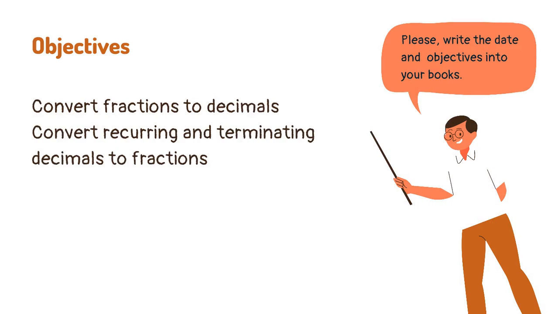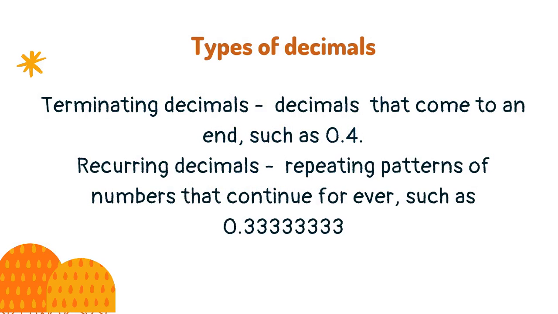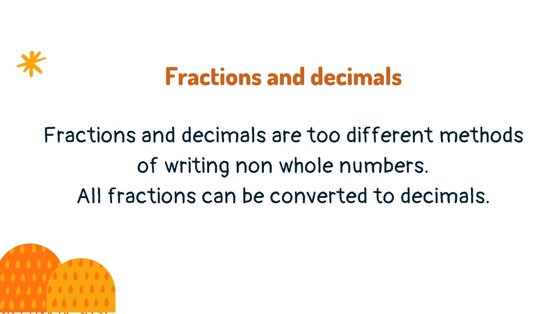Today you are going to learn about fractions and decimals. Converting fractions and decimals. Terminating decimals are decimals that come to an end, such as 0.4. Recurring decimals are repeating patterns of numbers that continue forever, such as 0.33333333. The repeated pattern is shown by adding a dot over the first and last repeated digits. Fractions and decimals are two different methods of writing non-whole numbers.